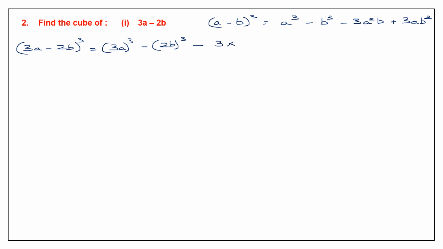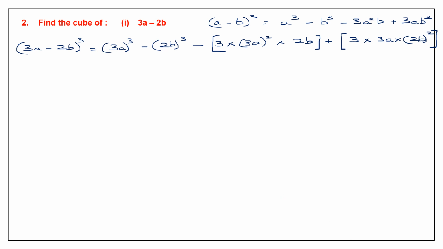3 into a square, and what is a square? A is 3a, the square of this, into b, and b is 2b. So this is 3a square b plus 3ab square. That is 3 into a, and a is 3a, into b, which is 2b, into b square, so the square of this. Okay. So what do we have here now? Let's go through this again. This will be a cube minus b cube minus 3a square b plus 3ab square.